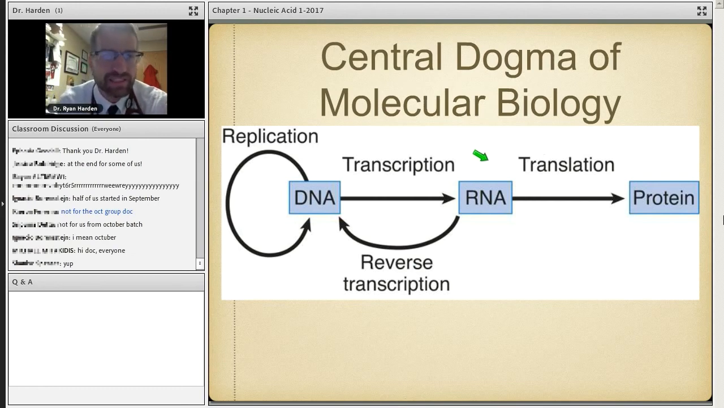Okay, now if you look at this diagram, we all know what DNA is, and we're going to talk about that tonight at length. And we all know what RNA is. We're going to talk about that at length tonight. And protein, we're going to talk about that in the next couple evenings.